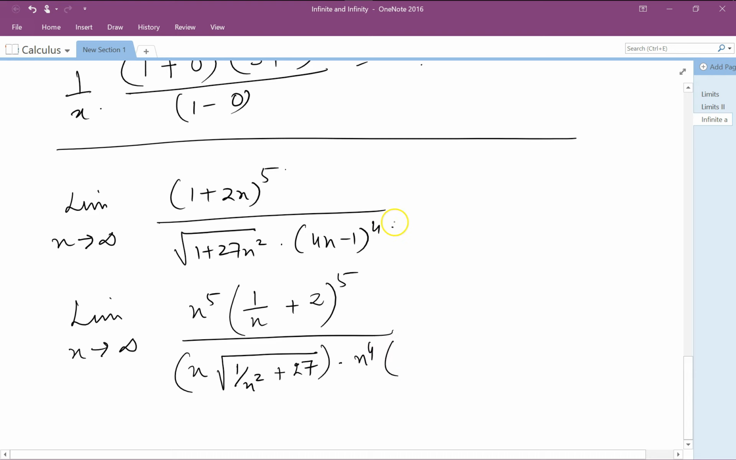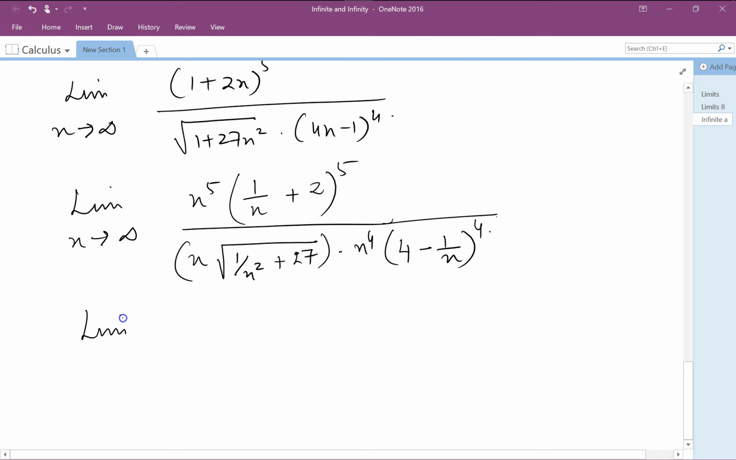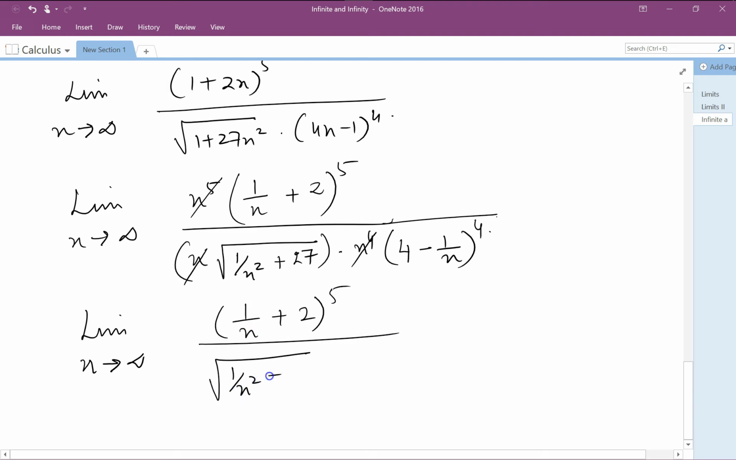Similarly we take out n to the power of 4 from (4n minus 1) to the power of 4. So what happens? This becomes (4 minus 1 by n) to the power of 4. So limit as n approaches infinity becomes what? n to the power of 4 becomes n to the power of 5, n to the power of 5 gets cancelled. So we are left with (1 by n plus 2) to the power of 5 by square root of 1 by n square plus 27 times (4 minus 1 by n) to the power of 4.